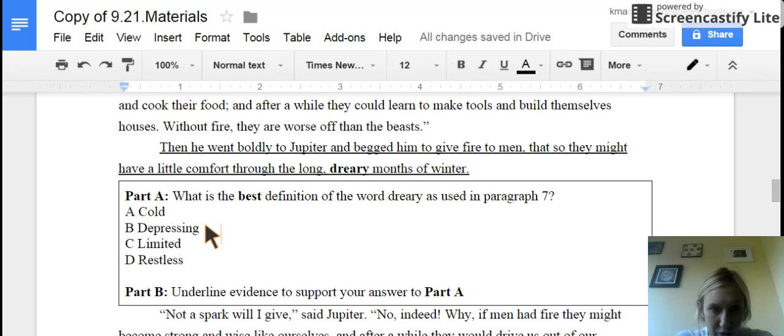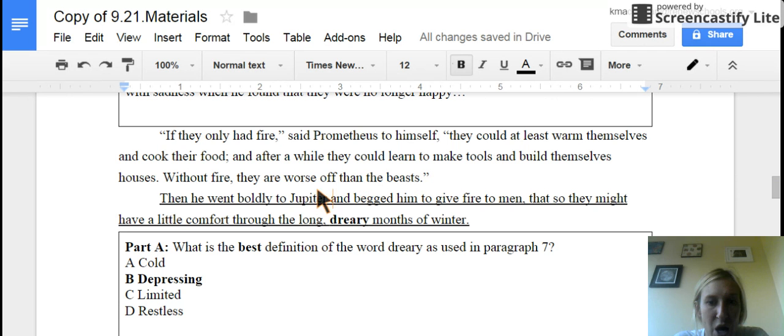So our best answer for dreary months of winter is B, depressing. While cold is a really good distractor, depressing is our best answer, because dreary does not just mean that the months of winter are cold. You could describe a rainy day as dreary. You could describe a hot, muggy day as dreary. It usually means dark, depressing, and in some ways negative. Some of the evidence to help us with that would be that he begged them to give fire so they might have a little comfort. That comfort is something that would get them through dreary months of winter. And I also thought that without fire, they are worse off than beasts.